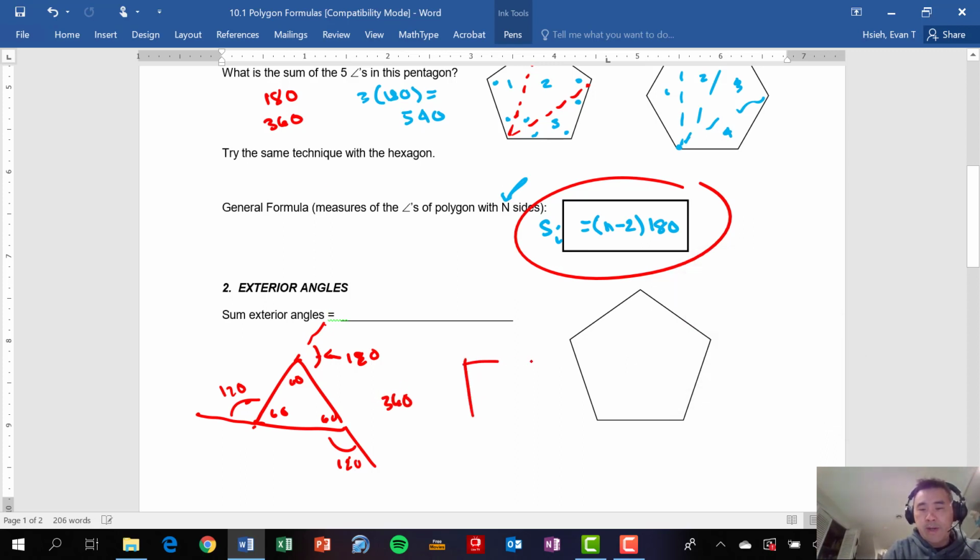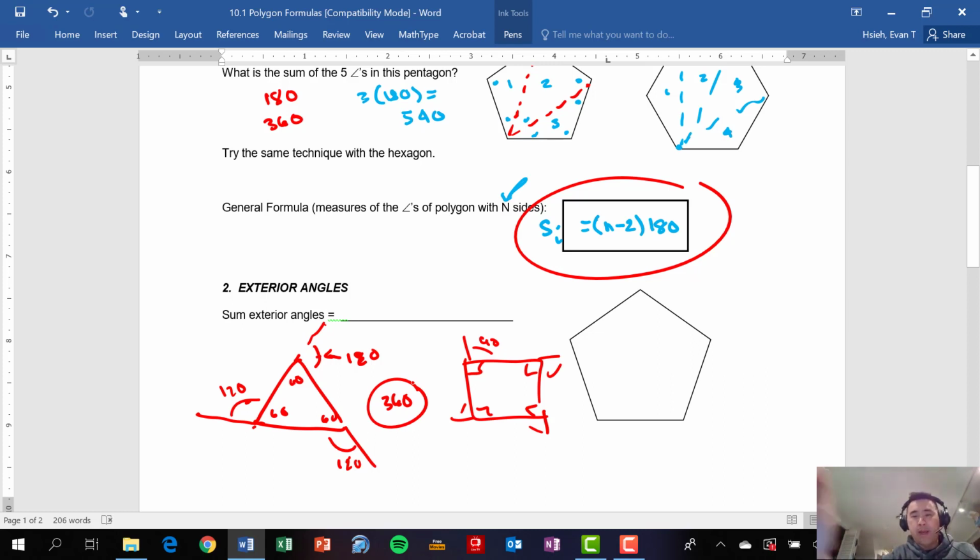And if I have a square, same type of thing, one exterior angle here, here, here, and here, per vertex. Each of these interior angles is 90, so the supplements of those would be 90. So 90 times 4 is also 360. And what you're going to find out is no matter what number of sides we have for the polygon, the sum of the exterior angles is always going to be 360 degrees.